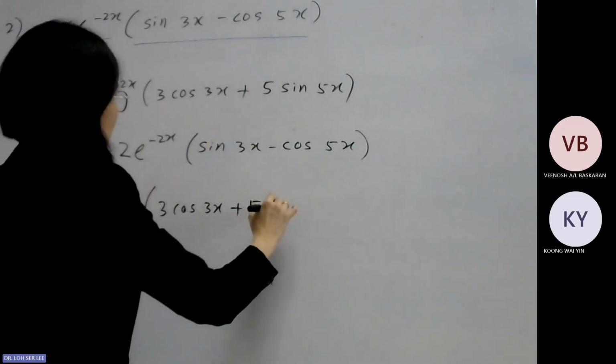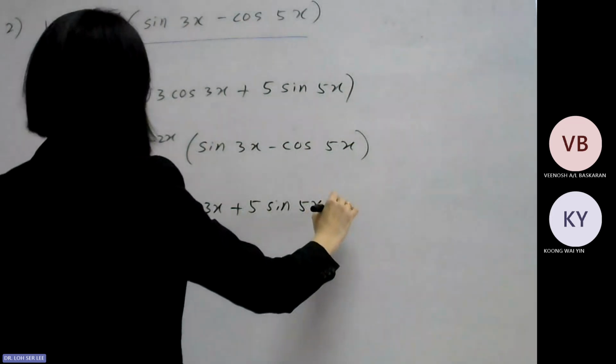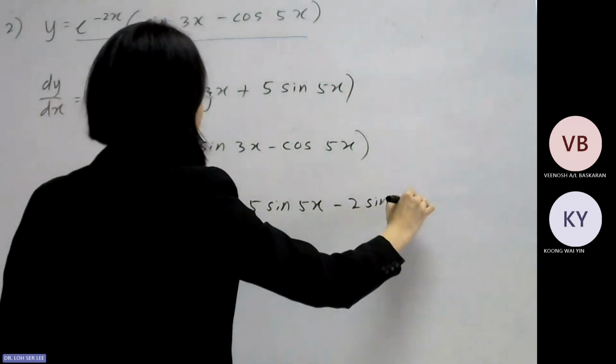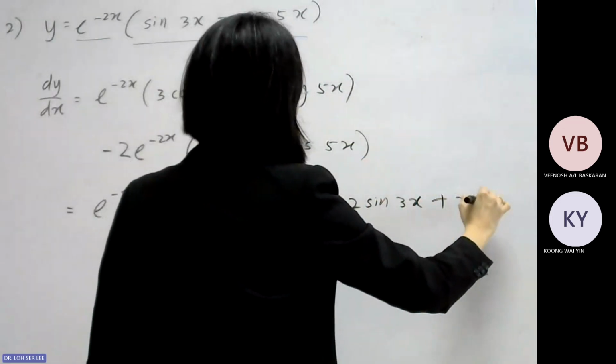3 cos 3x plus 5 sine 5x minus 2 sine 3x plus 2 cos 5x.